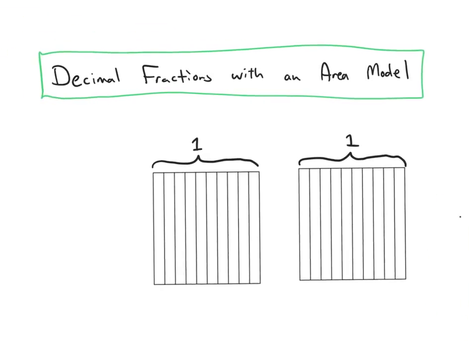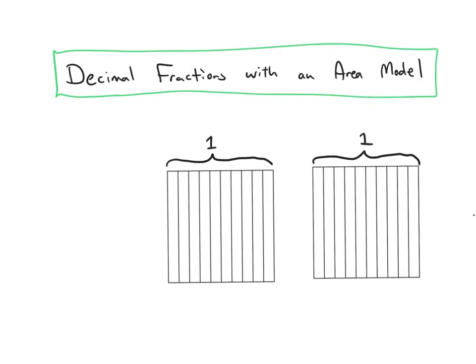The first strategy that we're going to be using here is representing decimal fractions with an area model. We've previously done this work with tenths, but today we're going to be adding in our hundredths and representing fractions that have hundredths as a part of them using an area model. So I'm going to be representing 1 and 22 hundredths using an area model.